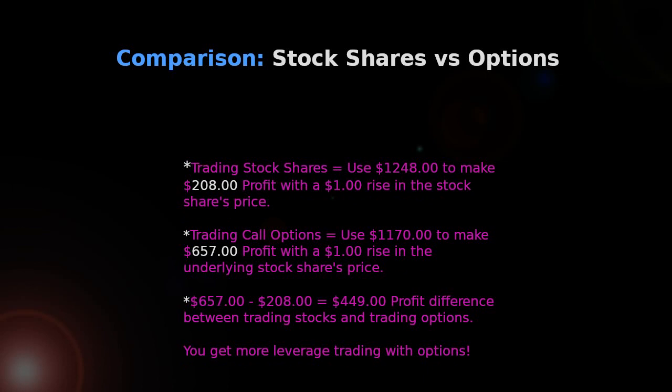You can either buy $1,248 worth of stock shares to make a profit of only $208 with a $1 rise in stock price, or you can buy 9 calls for $1,170 to make a profit of $657 with a $1 rise in stock price. This again is the leverage advantage of buying and selling options. There is even more leverage that can be utilized when using other option strategies while owning 100 shares of the underlying stock.